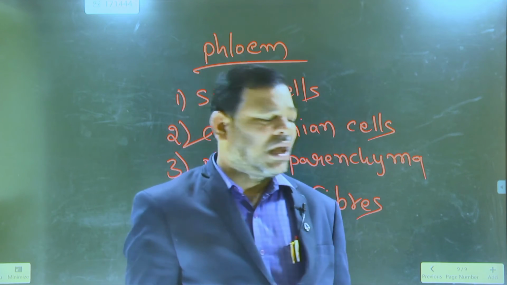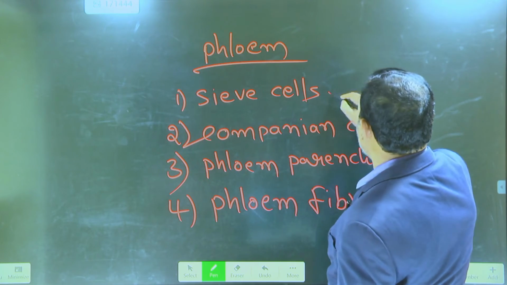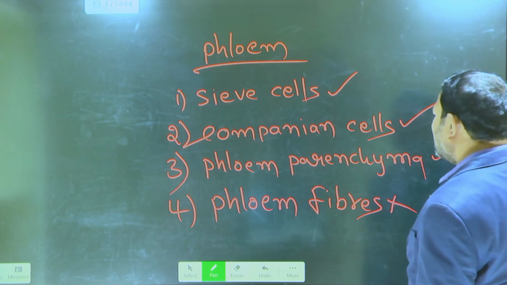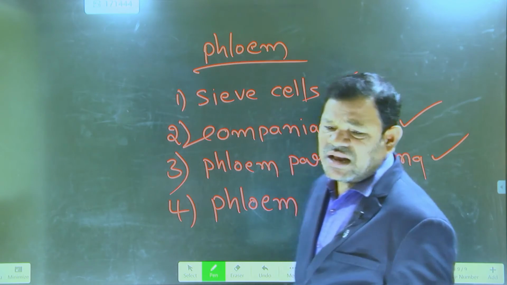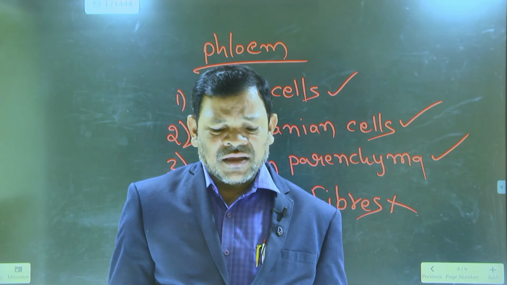Okay. In this, except the phloem fibers, all are living cells. Sieve cells, companion cells and phloem parenchyma are all living cells. Only phloem fibers are dead cells.